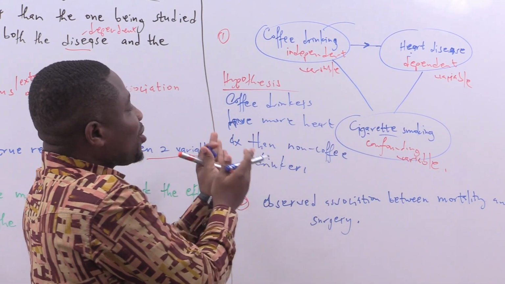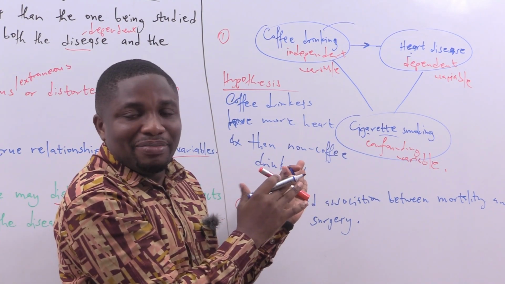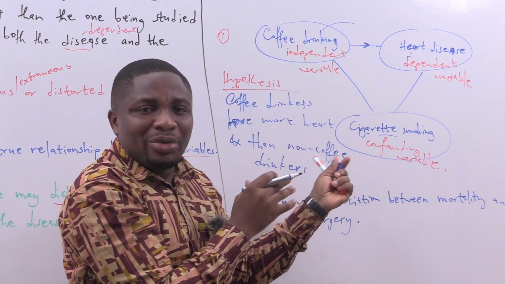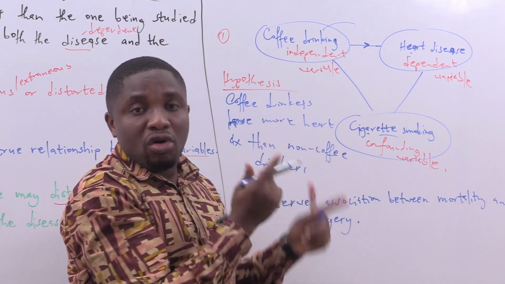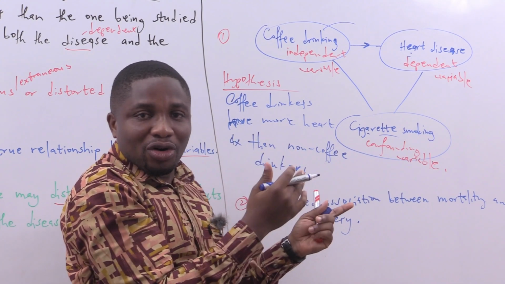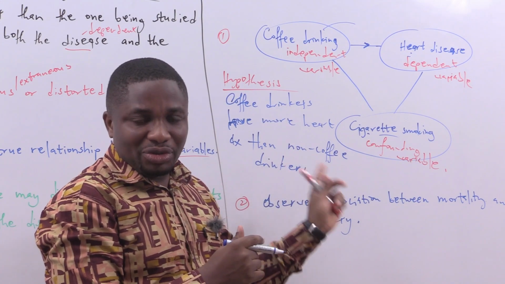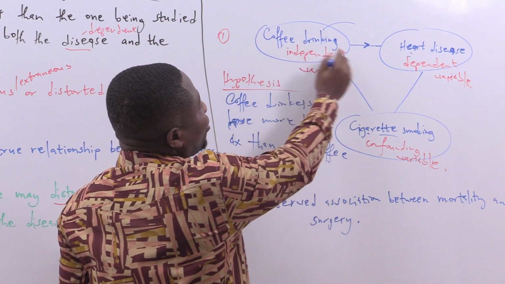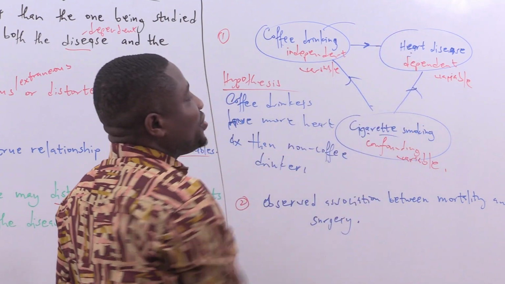So we've made a hypothesis that coffee drinkers have more heart disease than the non-coffee drinkers. But again, there's a third variable which is affecting both. If you drink more coffee, it means you smoke more. And in this case, if you smoke more, you have heart disease. So you can see that the third variable, cigarette smoking, is affecting both the coffee drinking and the heart disease. It's having an influence on both.